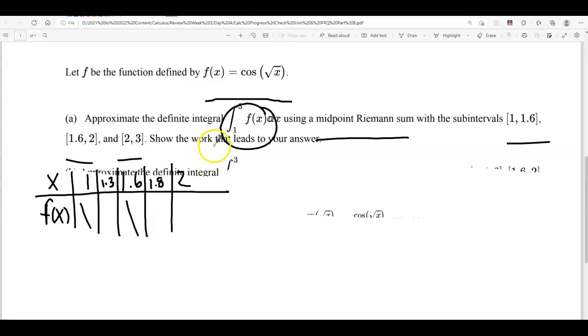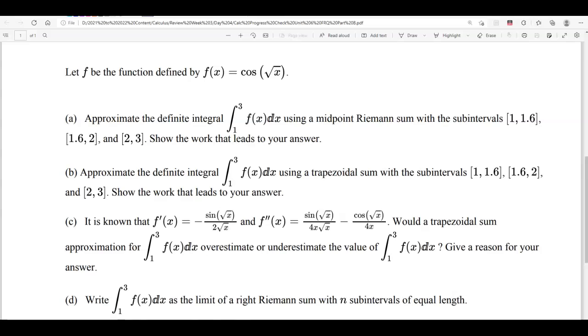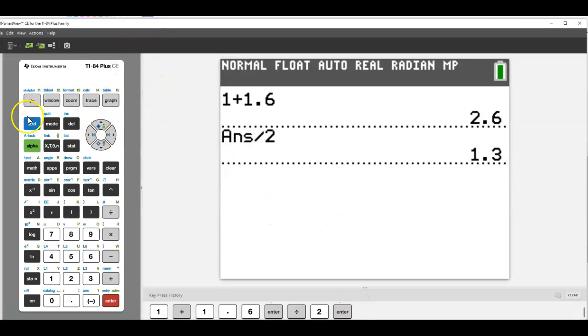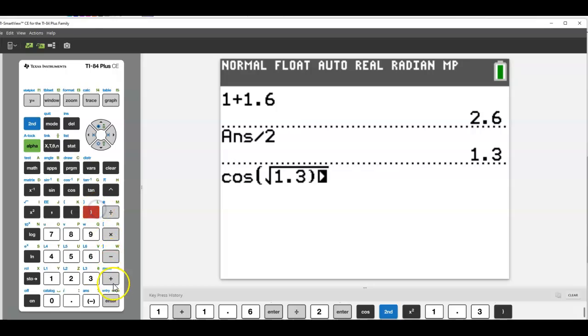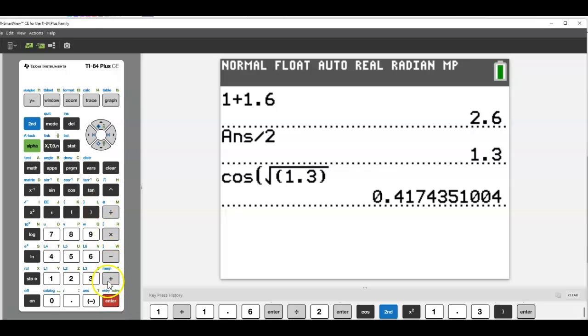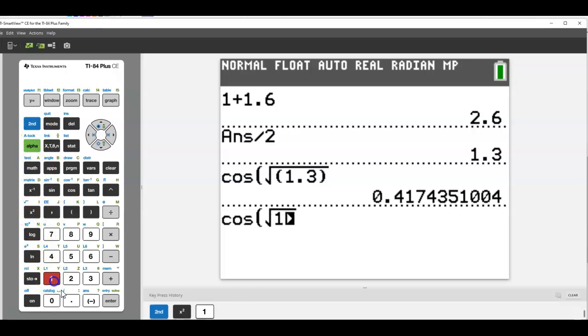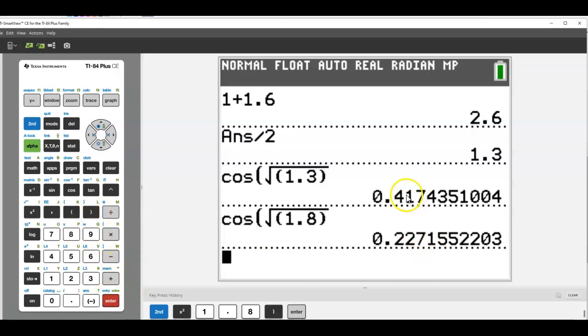Now we want to find our y values. And this is where the graphing calculator is going to come in handy because I don't really want to figure out what's cosine of the square root of 1.3. So let's go ahead and go to our calculator and plug in these two values here. So we're going to do cosine of the square root of 1.3. That's one of them. And then we're also going to do cosine of the square root of 1.8. And that's the other one.